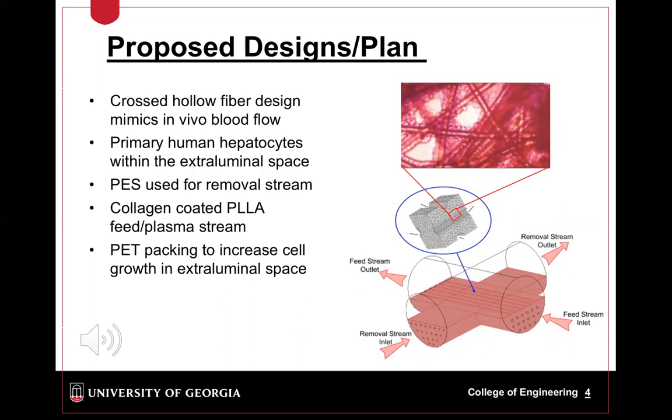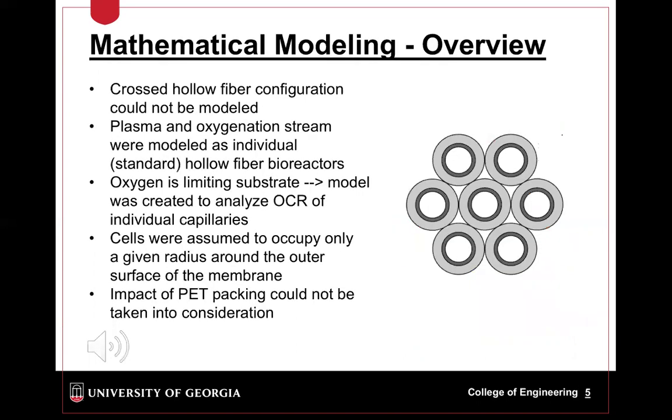We found that it is too computationally expensive to create a model for the crossed hollow fiber configuration. Thus, we modeled the plasma and oxygenation streams as independent standard hollow fiber bioreactors. Since oxygen has historically been the limiting substrate in bioartificial systems, we analyzed the oxygen consumption rate of each individual hollow fiber or capillary. Furthermore, it was assumed that the cells occupied only the space within a certain radius around the outer surface of the membranes, and that the PET packing would not impact oxygen transfer.